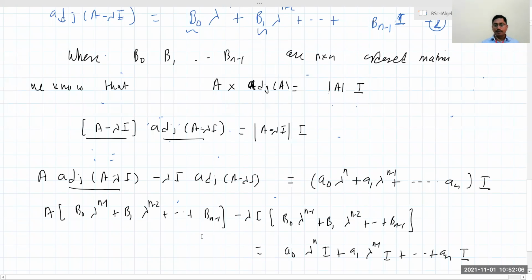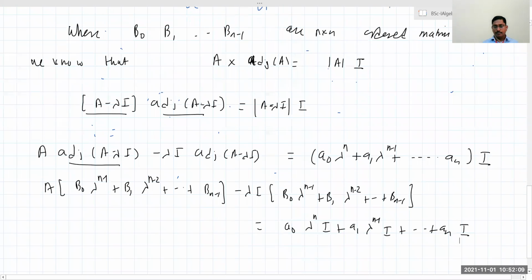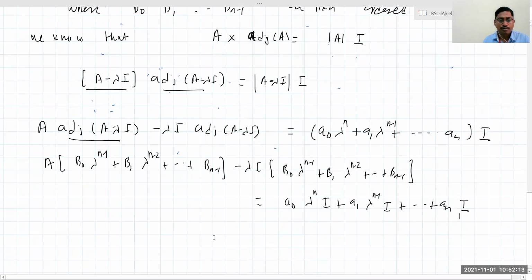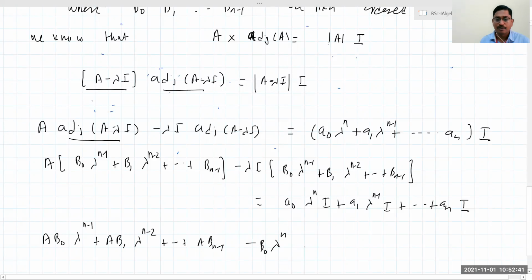Now we have to simplify the right hand side and compare the coefficients of both sides. After simplification, multiplying A by this gives A b naught lambda raised to n minus 1 plus A b1 lambda raised to n minus 2, and so on, plus A bn minus 1 as the constant term, minus lambda raised to n times b naught, plus identity matrix into b1, that is b1 lambda raised to n minus 1, and so on, minus bn minus 1 lambda, and this is going to equal the same thing.